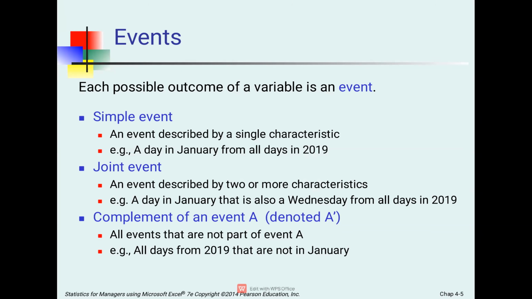An event that is described by a single characteristic is said to be a simple event. And an event described by two or more characteristics is said to be a joint event. For example, a day in January that is also a Wednesday, from all the days in 2019. This is a joint event. There are two characteristics of that event.